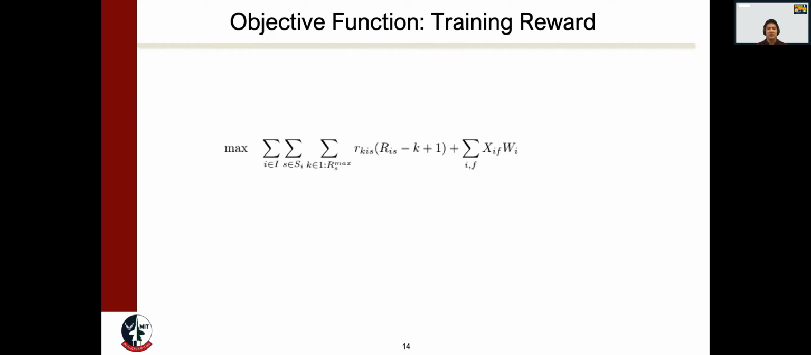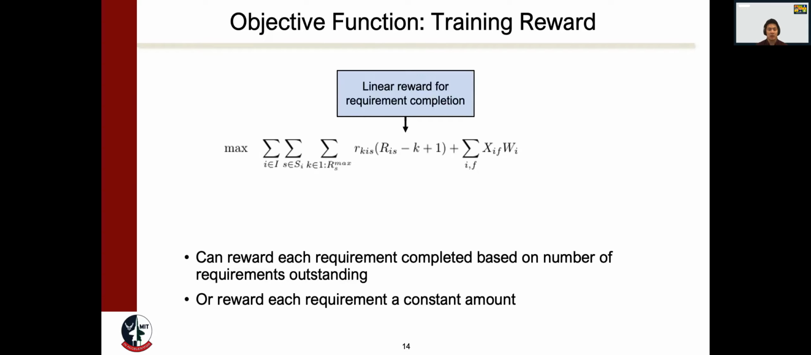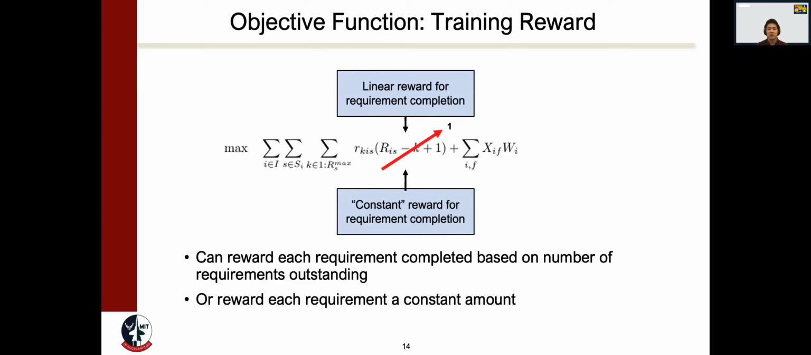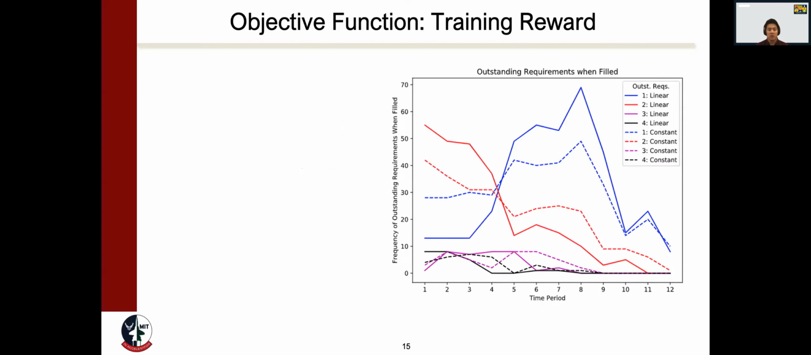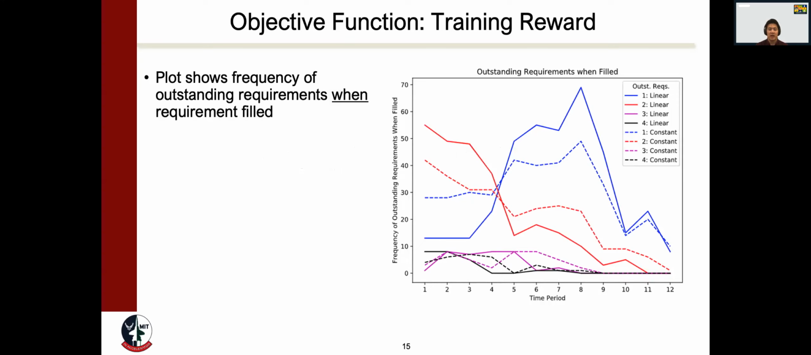Here we present a quick sensitivity study on the training reward. We showed the linear reward for a requirement completion, where the reward is based on the number of requirements outstanding. However, we can also give a constant reward of 1 to every requirement completed and not favor any number of requirements remaining over others. We run our scheduling formulation over 14 two-week time periods. The y-axis shows the frequency of outstanding requirements when filled, and the x-axis shows the time periods. The linear reward is in solid lines, and the constant reward is in dotted lines.